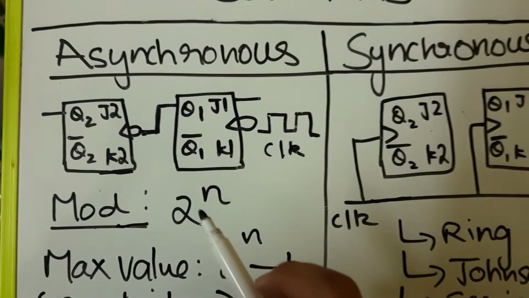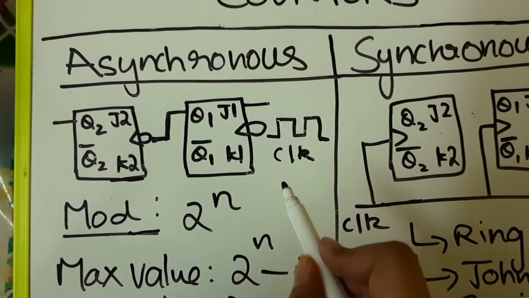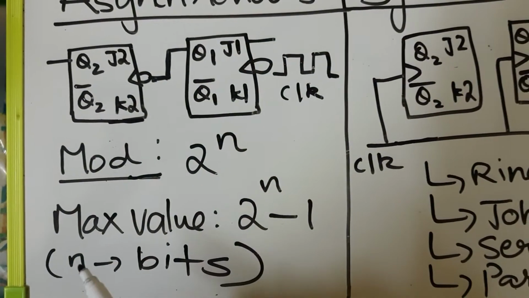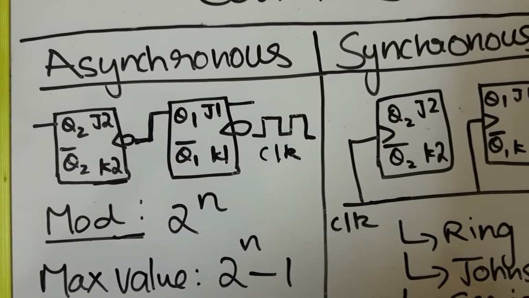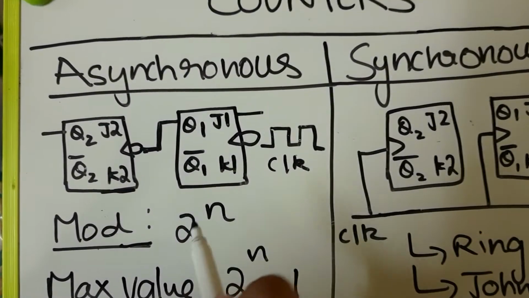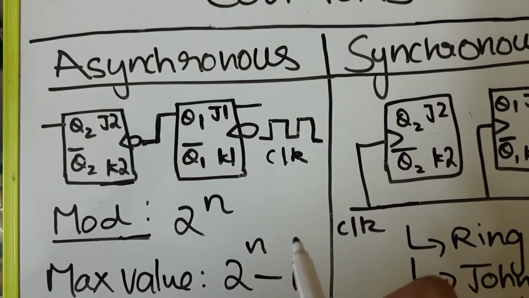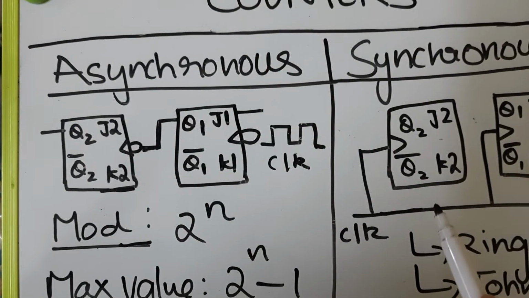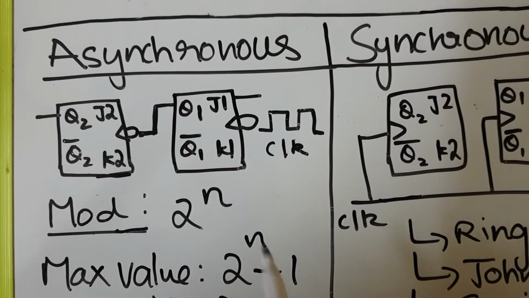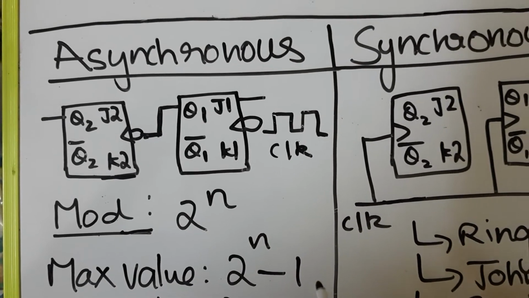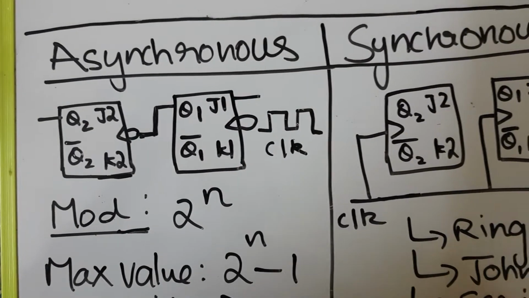The modulus number of any counter is given by 2 to the power of n, where n is the number of bits. For example, if it's a 3-bit counter, my modulus number will be 2 to the power of 3, which is 8. So it's a mod 8 counter. The maximum value of the counter is given by 2 power n minus 1. So in case of a mod 8 counter, the range will be from 0 to 7.